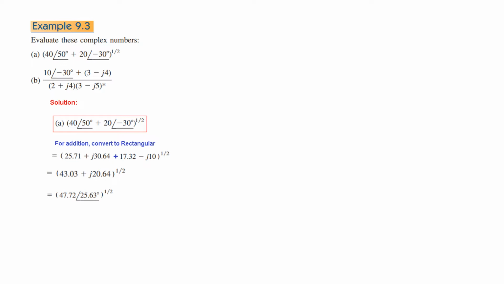Okay, and now we can take under root of the magnitude and the angle will be divided by 2. So under root of the magnitude and angle divided by 2. So the answer will be 6.91 angle 12.81 degree. Part B.